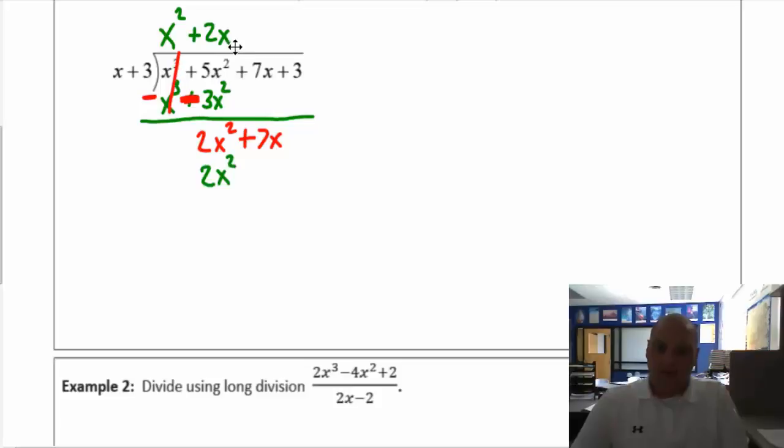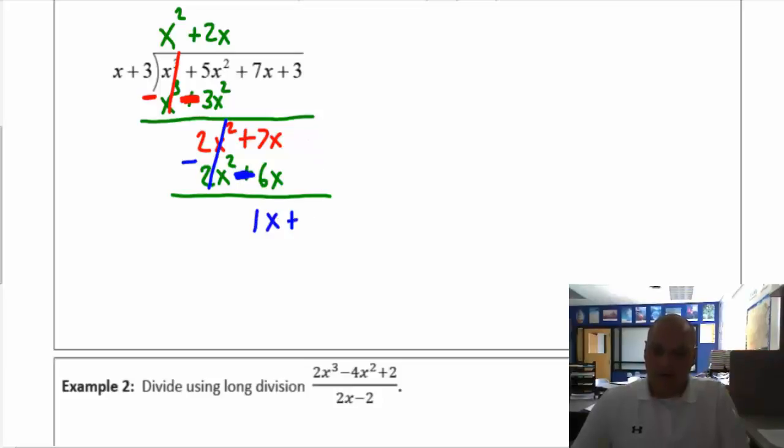And then distribute: 2x times 3 is 6x. You have to multiply that term by both of these so that they line up perfectly. Again, subtract, so change the signs. 2x squared minus 2x squared cancels to 0. Again, like I said, it's going to do it every time. 7x minus 6x is 1x.